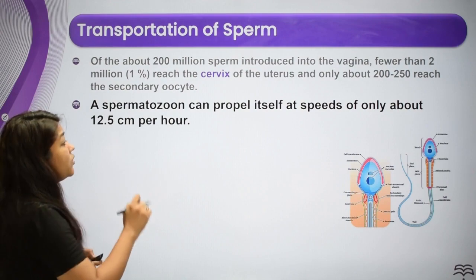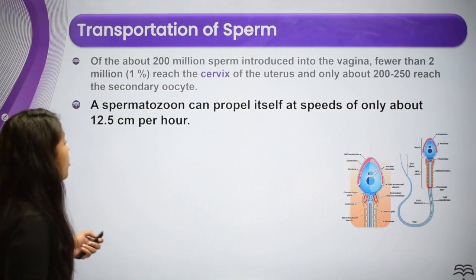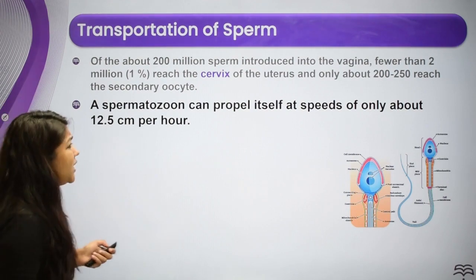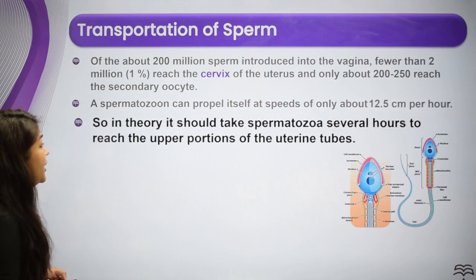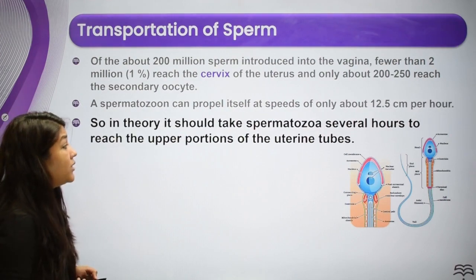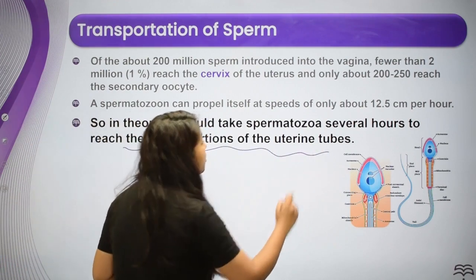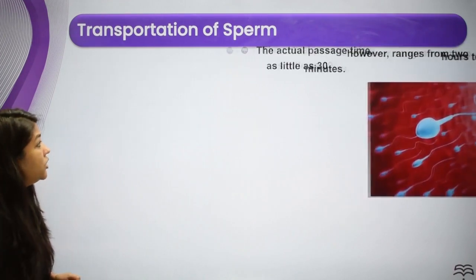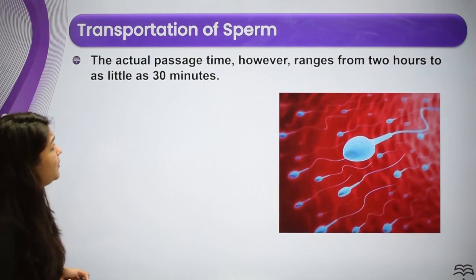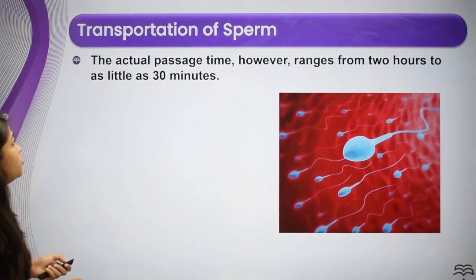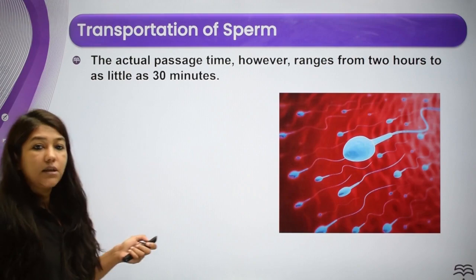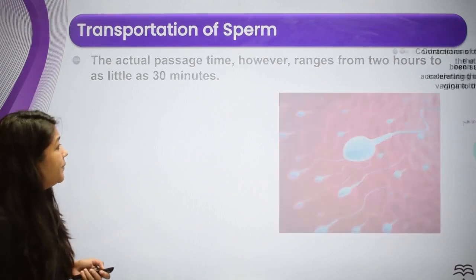A spermatozoa can propel itself at a speed of only about 12.5 centimeters per hour. So in theory, it should take spermatozoa several hours to reach the upper portion of the uterine tubes. Now, the actual passage time, however, ranges from 2 hours to as little as 30 minutes. Again, it is going to vary.